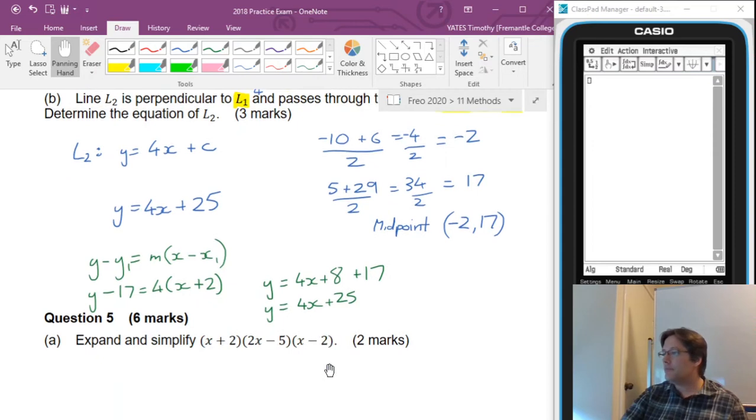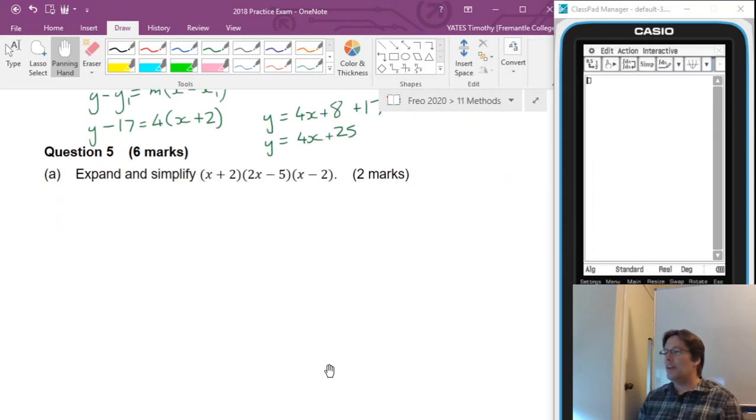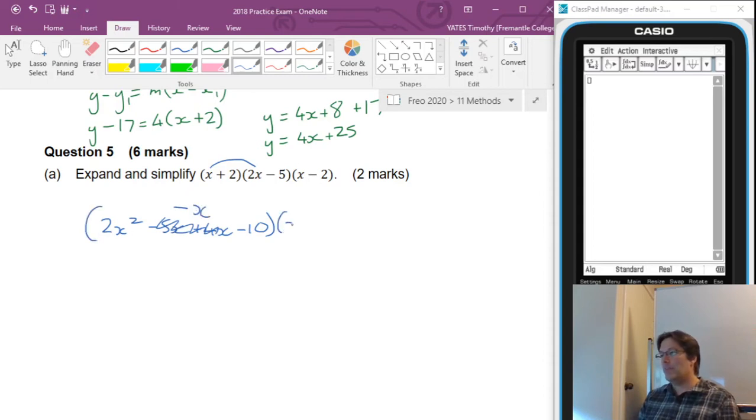Okay, so next up, expanding and simplifying. Now, we just want to be methodical about this, and so I'm just going to do this left to right. X times 2x is going to be 2x squared. X times negative 5, take 5x, plus 4x, take 10. Now negative 5x take 4x is going to simplify out to subtract x. And we still got to multiply that by x take 2.